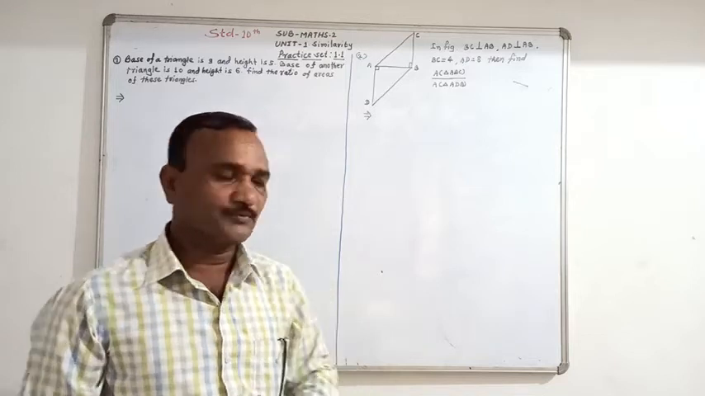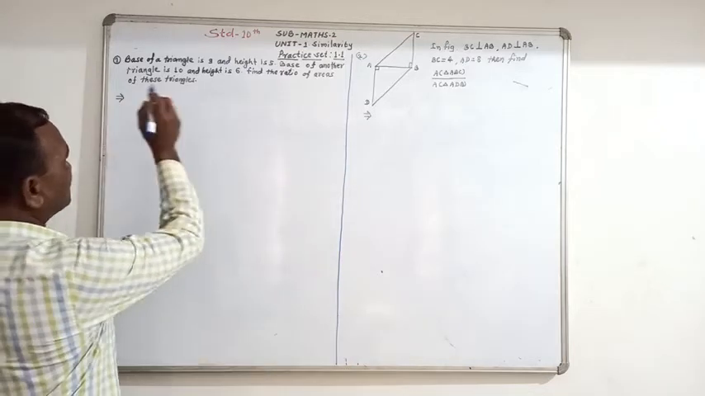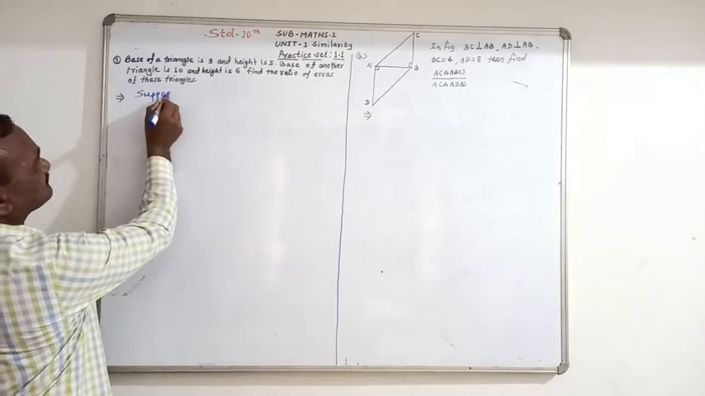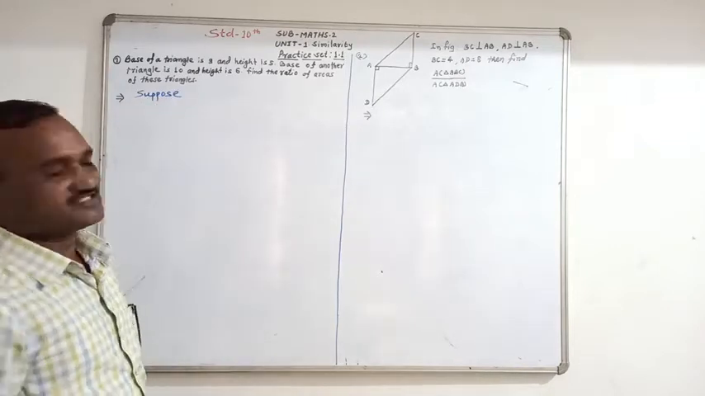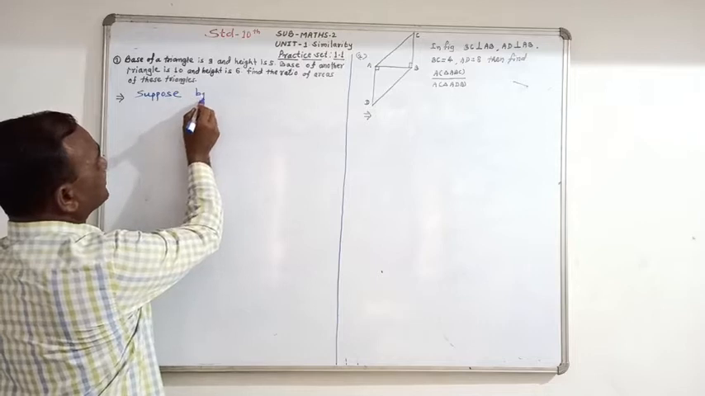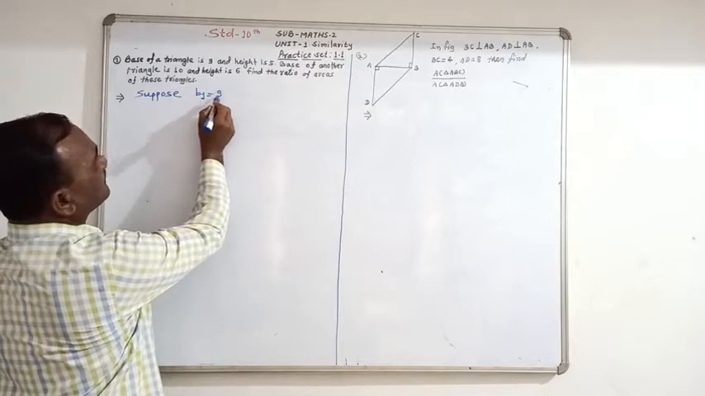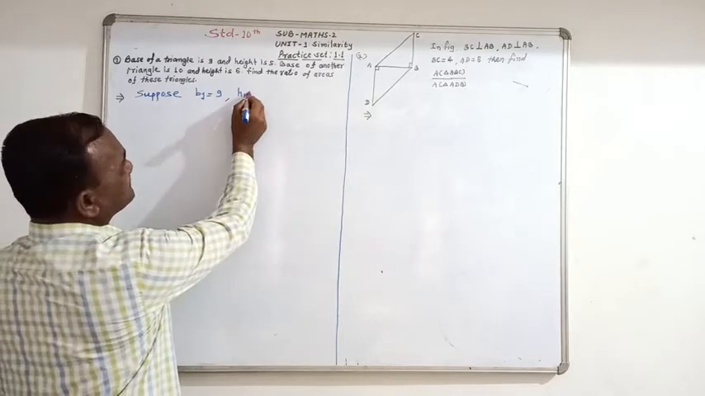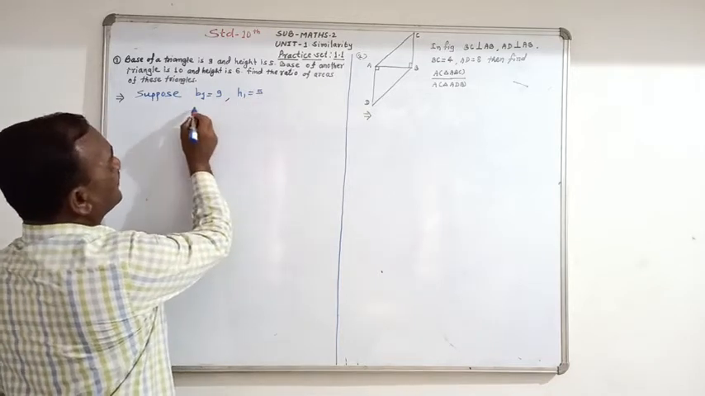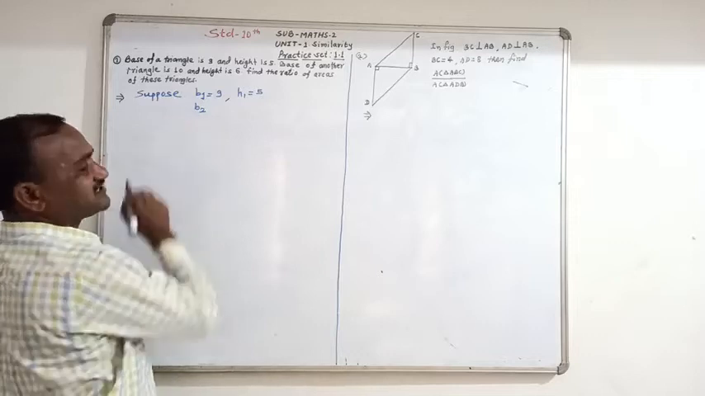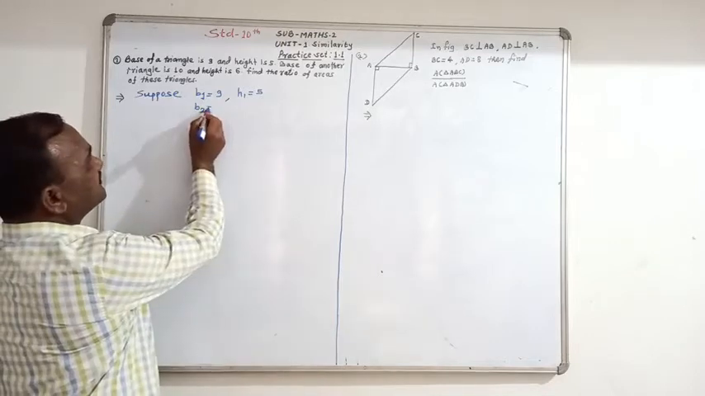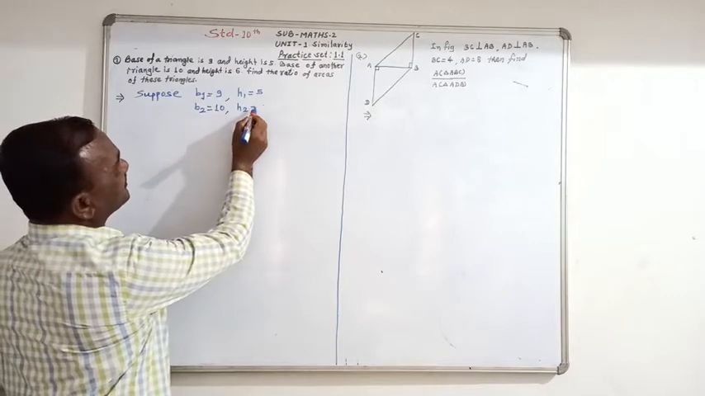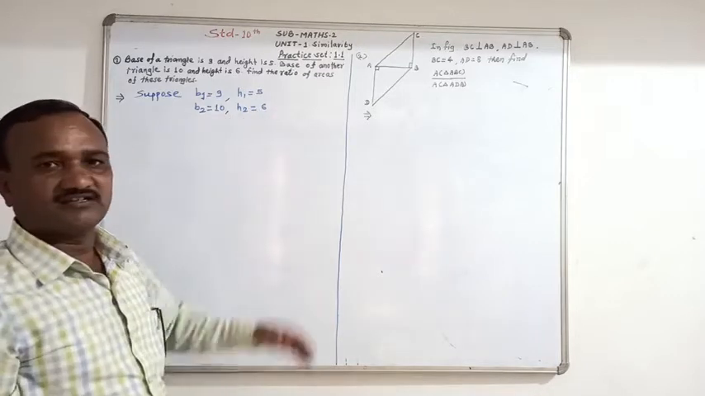Okay, suppose we say that base of first triangle is B1, that in this example is given 9, and height of first triangle is H1, in this example is 5, and base of another triangle, means second triangle, is given here 10, and height of that triangle is H2 equal to 6. That is the given part.